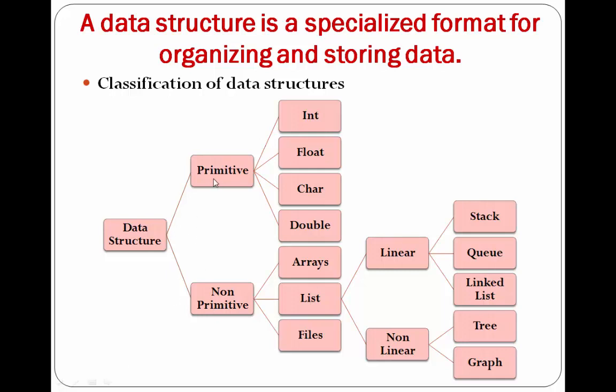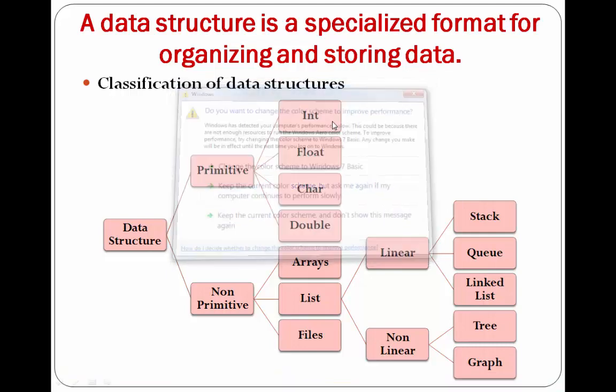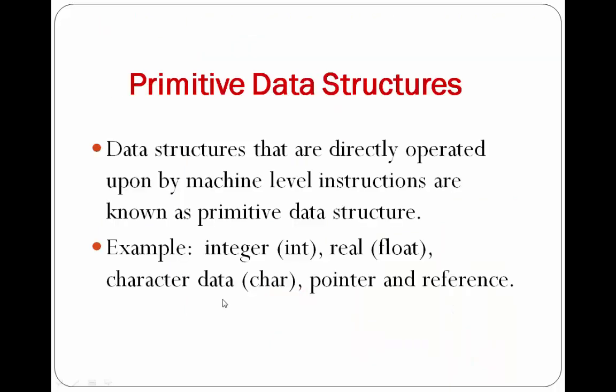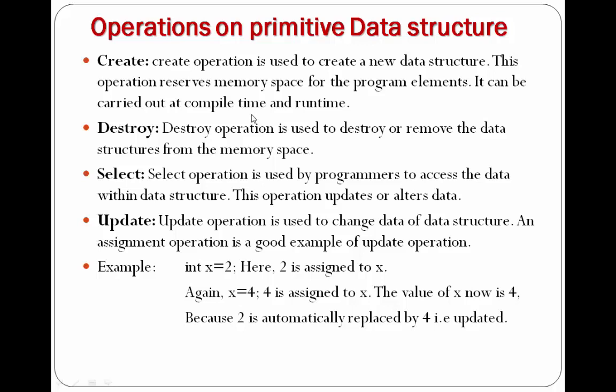Primitive data structures are those which are directly operated on by machine level instructions. Means they do not require any interpretation for manipulating these data structures. For example, integer, float, character, and double are examples of primitive data structures. On the other hand, we have non-primitive data structures. In this class, we are discussing these non-primitive data structures.